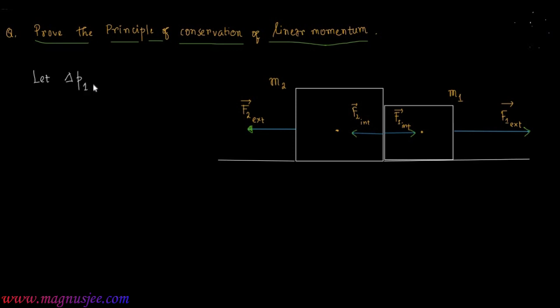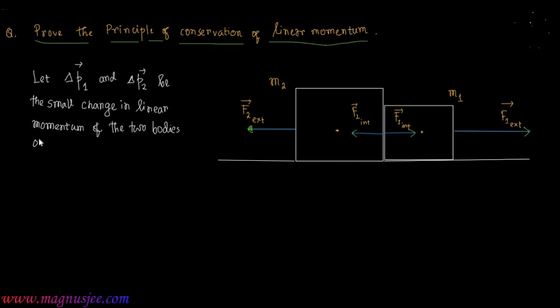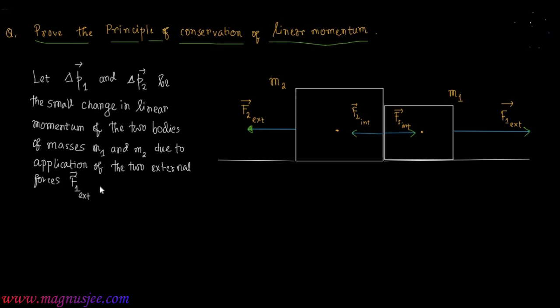Let delta vector p1 and delta vector p2 be the small changes in linear momentum of the two bodies of masses m1 and m2 which are in contact, due to the application of the two external forces, vector F1 ext and vector F2 ext, on the bodies of masses m1 and m2 respectively.